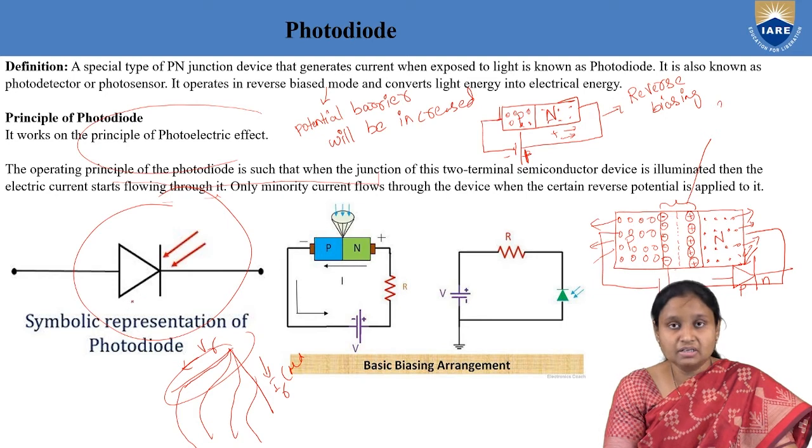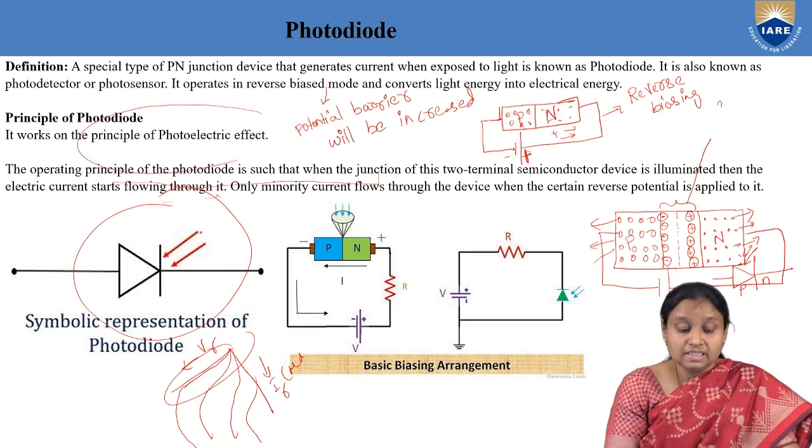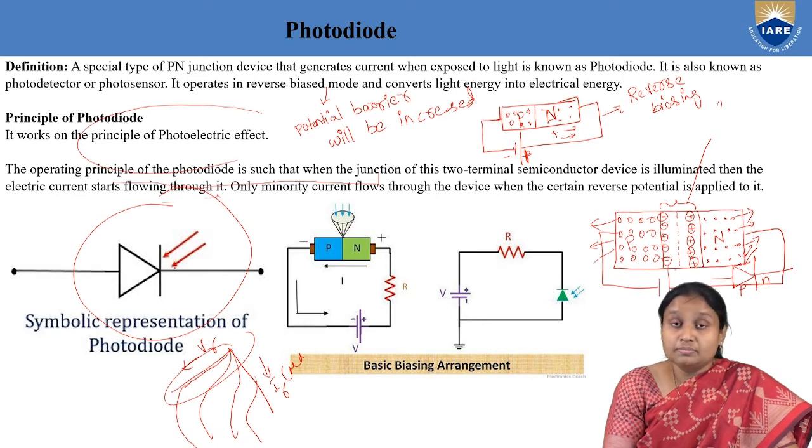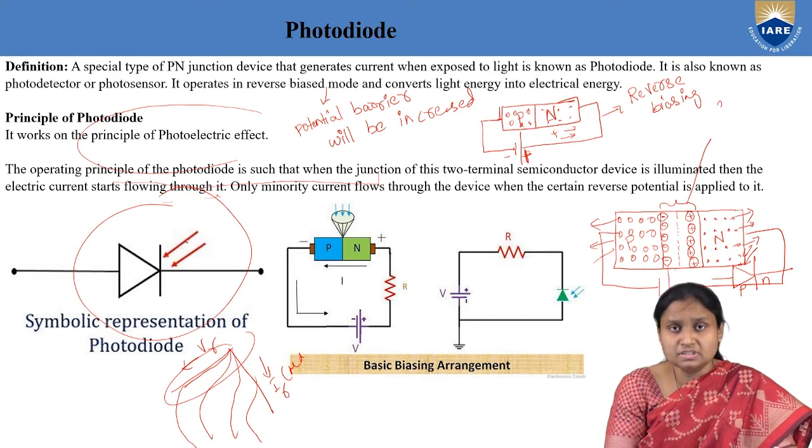So here we have a triangle and a vertical line, and this is the symbol for a normal diode. Then I am just putting two arrows going inside the diode. So this is the symbol for a photodiode. It shows that you are exposing this diode to light, and of course our output will be current.